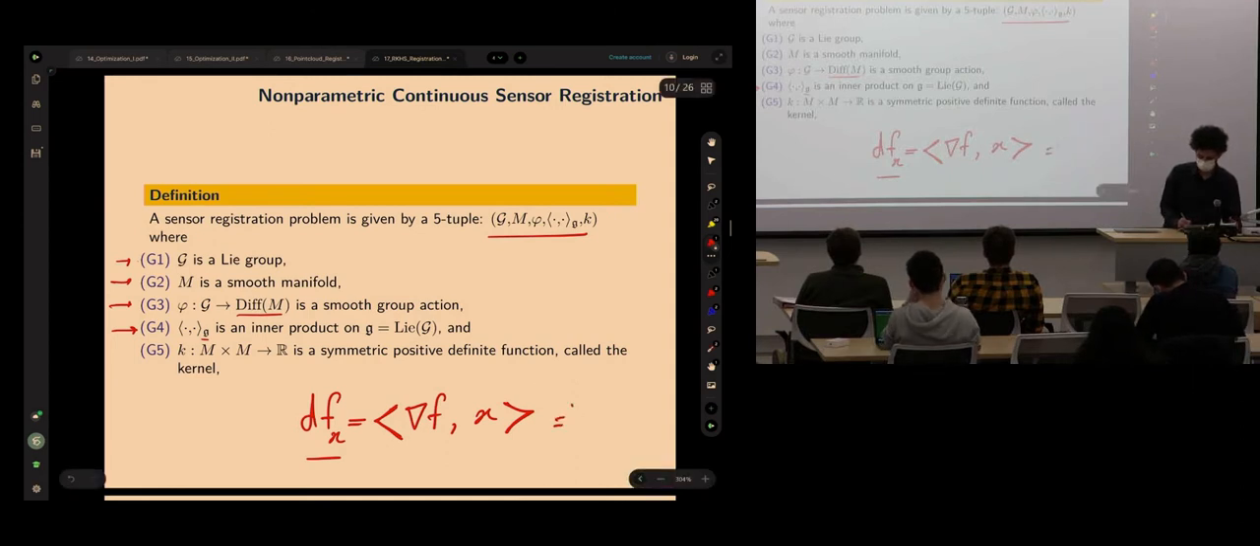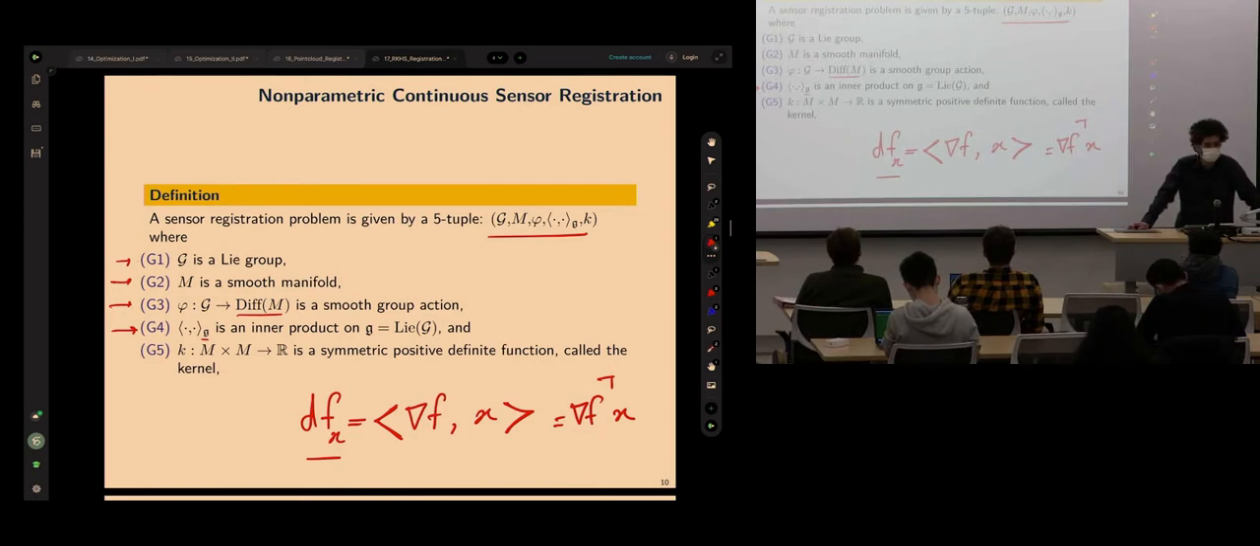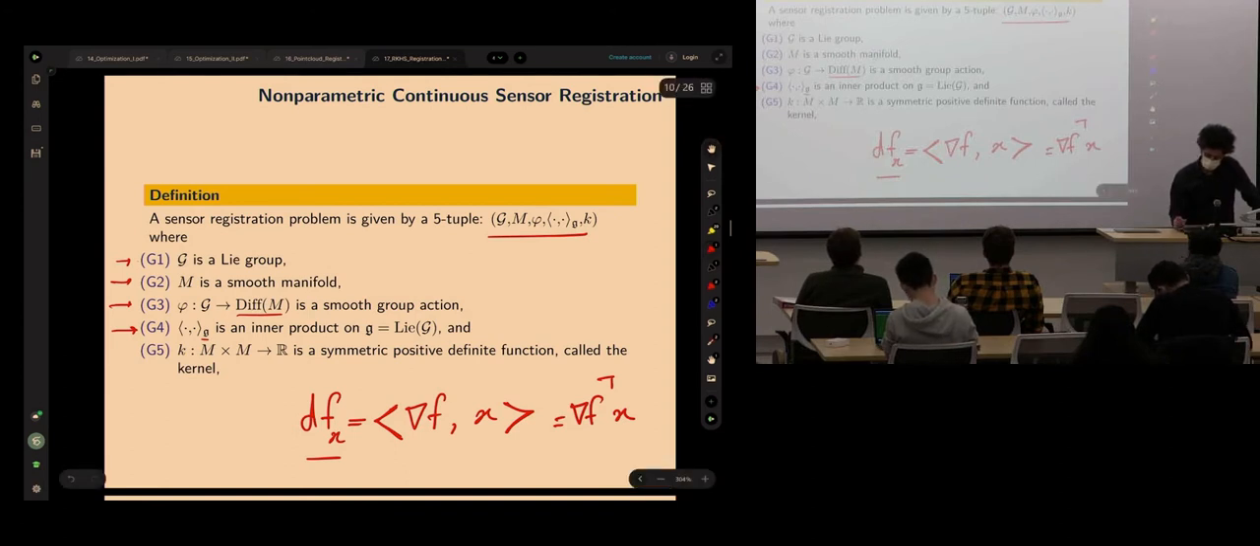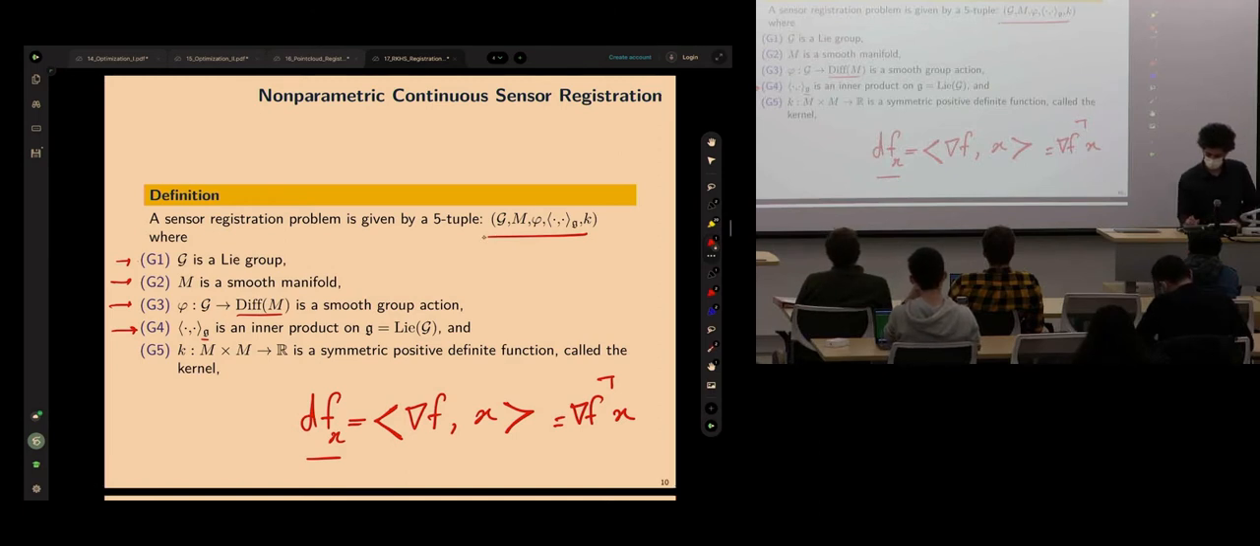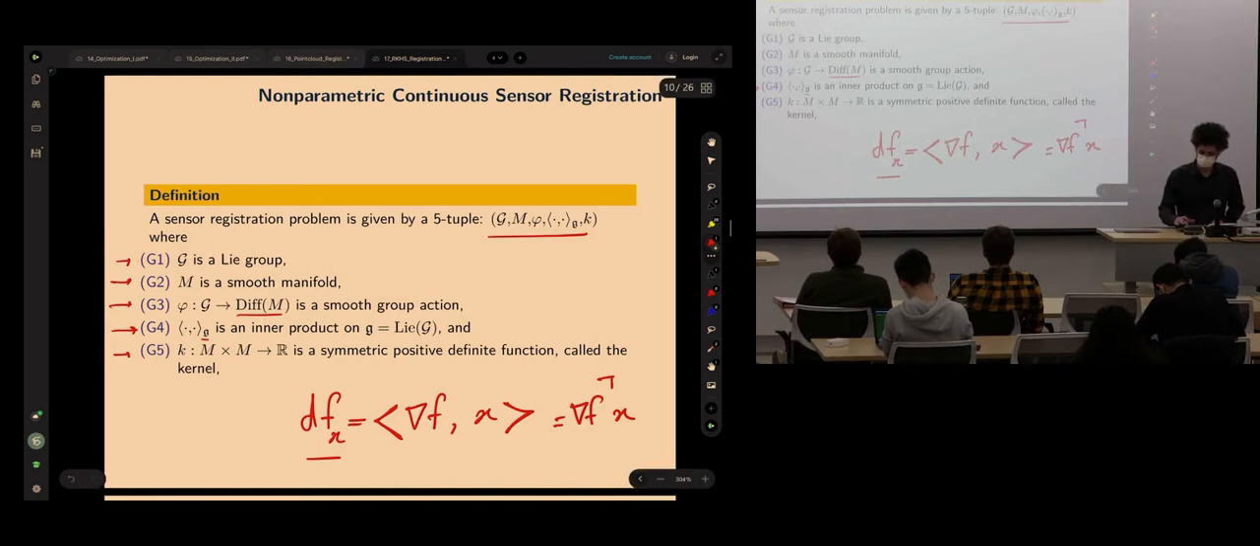The simplest way is, what is it? It's the dot product that we use, right? When you do Taylor expansion, we use the dot product. This is a generalization of that. So the last thing we need for this 5-tuple is a kernel. A kernel is a symmetric positive definite function such as that Gaussian kernel. We'll see why.